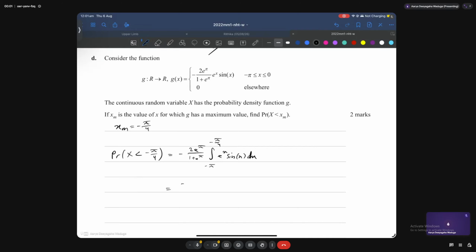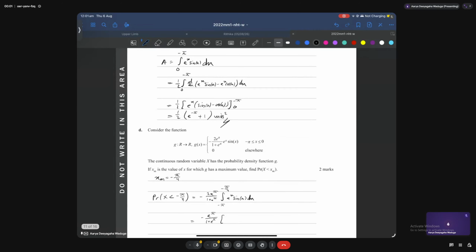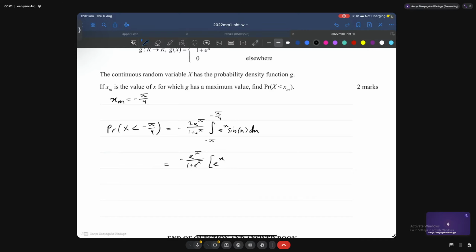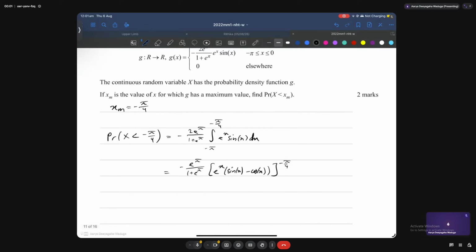So this is going to be negative e to the pi over 1 plus e to the pi, and then inside goes what? It's e to the x, so x sine x minus cos x, and we're subbing in negative pi to negative pi and 4.